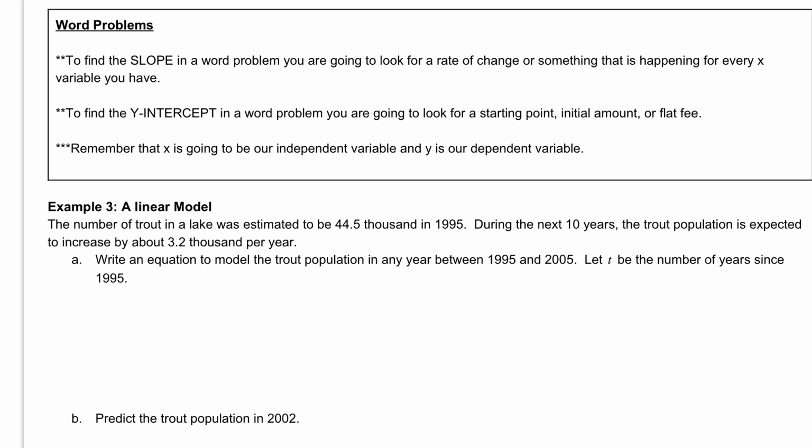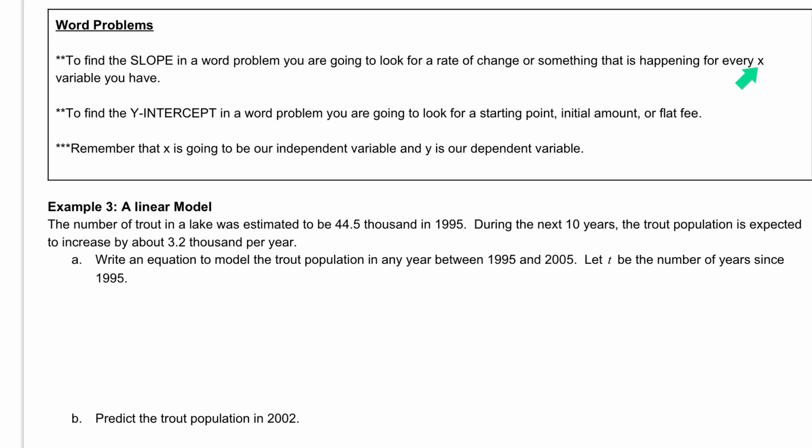In example 3, we're going to start working with word problems. Now, before we start with the actual problem, I want to go over some things to think about with word problems. The first thing, to find the slope in a word problem, you're going to look for a rate of change or something that is happening for every x variable that you have.